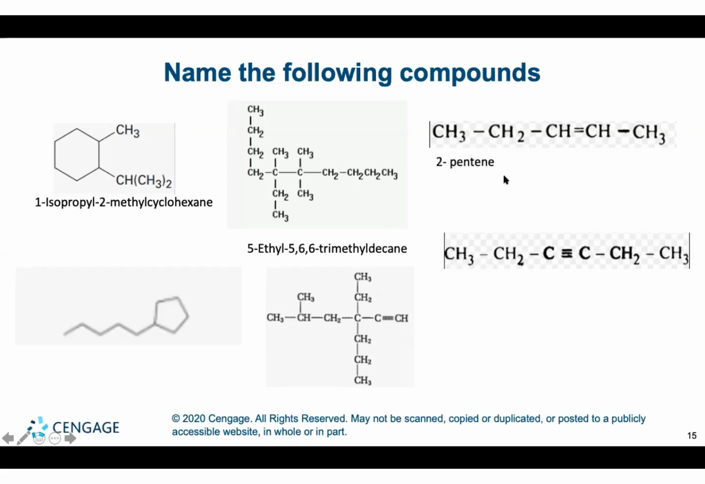What about this one, guys? My longest chain here is 5 carbons. I start from the right side because I reach the double bond sooner from the right side. And I start numbering from the carbon that gets the lower number in the double bond. It's going to be 2-pentene. 2, because carbon 2 is the one that reaches the double bond sooner. 2-pentene.